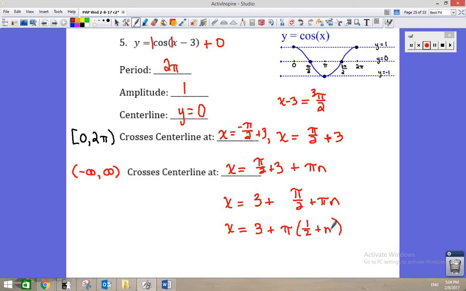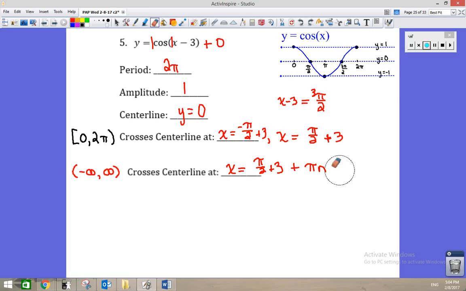Sometimes you might be able to simplify this further. I don't see it necessarily here, so maybe I wasted your time in doing that. Sorry about that. So hey, this is the general form. This describes infinitely many places that this graph intersects its center line. So I hope that helps.